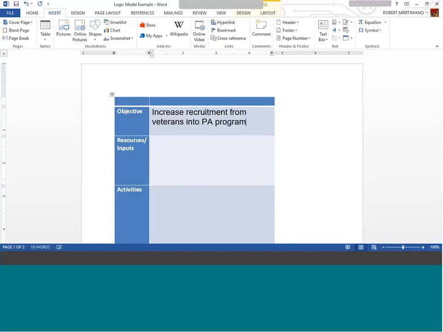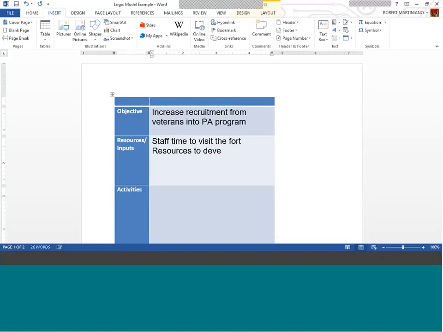So essentially, this organization said that they could go to the local fort that was around and talk to veterans who have been medical assistants and get them into PA programs. So they want to increase recruitment. So what are some of the resources they would need? So I would say staff time to visit the fort, resources to develop recruiting materials.